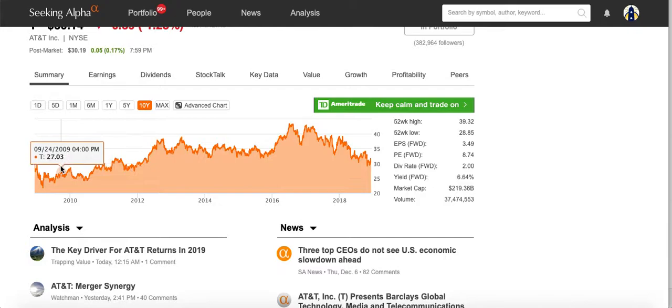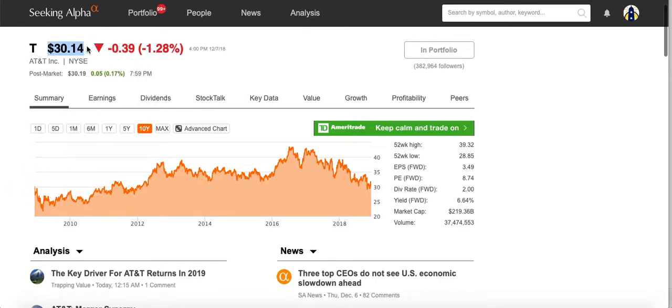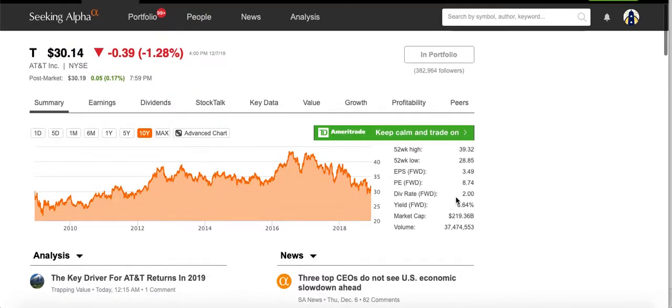Look at the 10-year chart. In 2009, AT&T was worth $27. What is it worth today? $30. Now, you have collected a dividend for AT&T, kind of going off topic here. I don't think that's included in this price to earnings ratio. In fact, we know it's not.